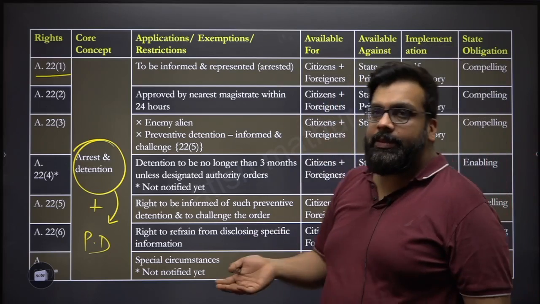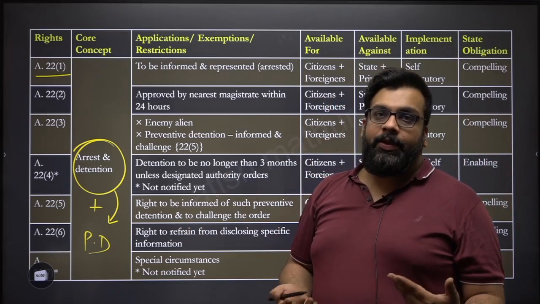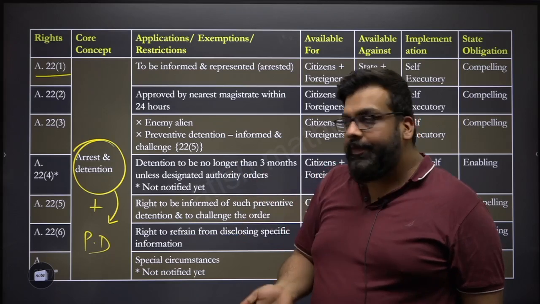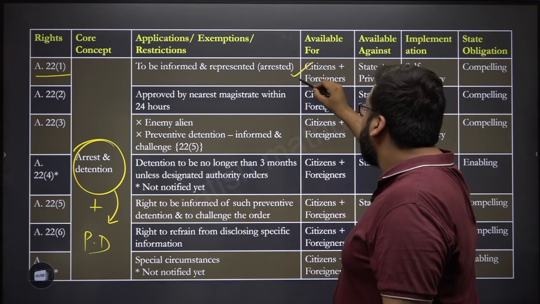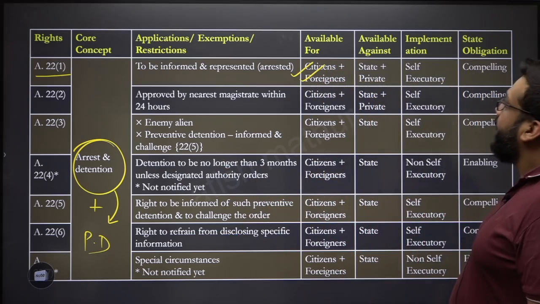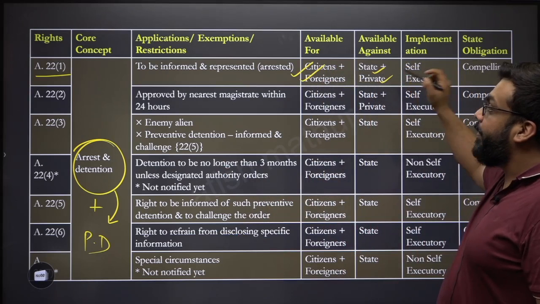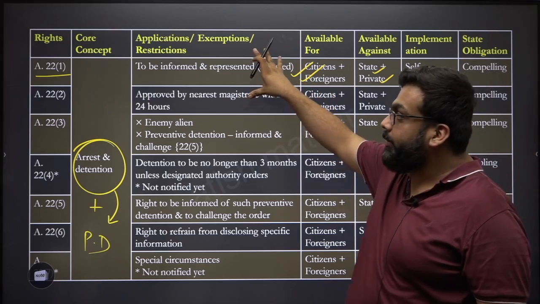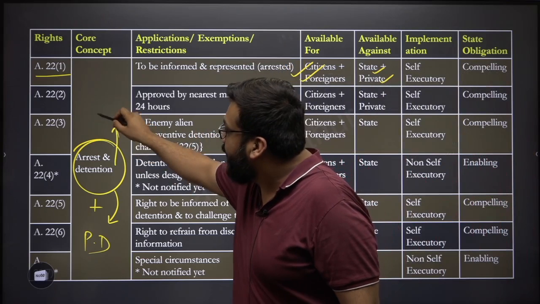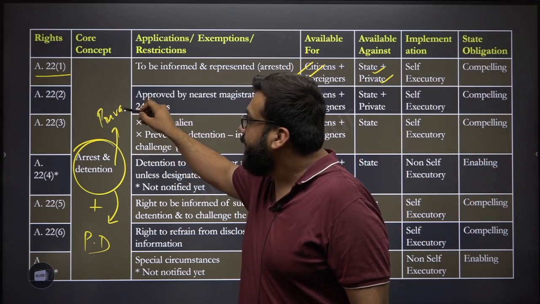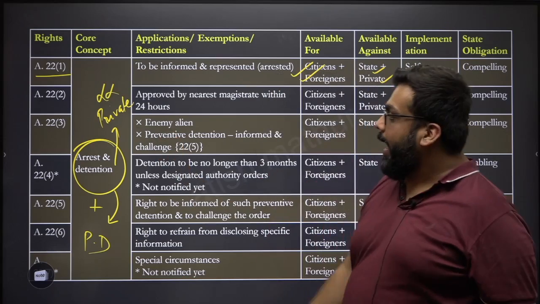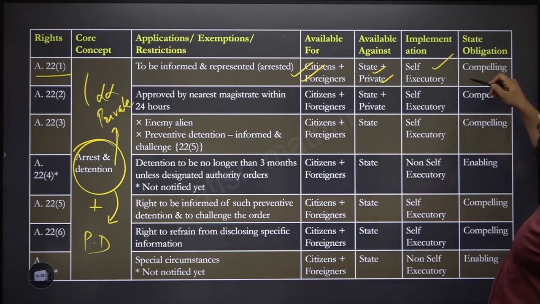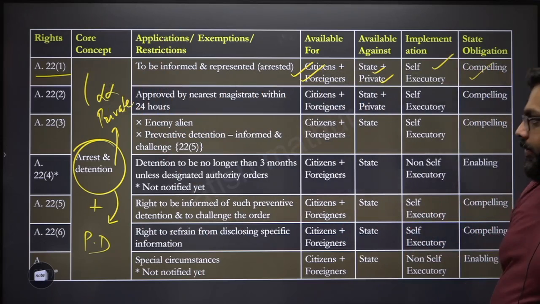Again, this is arrest, which means it has to be available for everybody. You are not creating an arrest yojana out of it. So you're basically providing it for everybody, right? So it's available for all citizens and foreigners. It's available against the state and private because, very interestingly, although the state can arrest you, detention can also be done by somebody who's a private agency, and that will still be illegal. And that is how you can move the court for something called habeas corpus. It is self-executory in nature and it is compelling. You don't need any further laws for this.